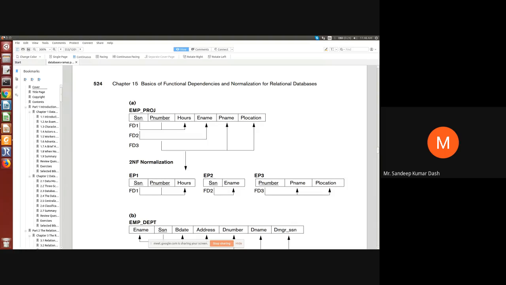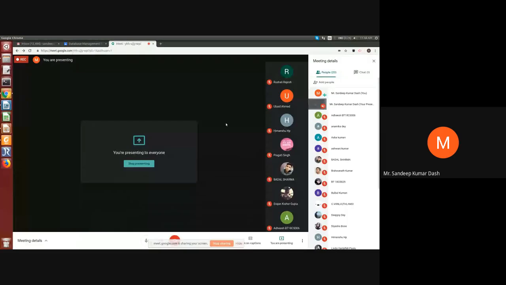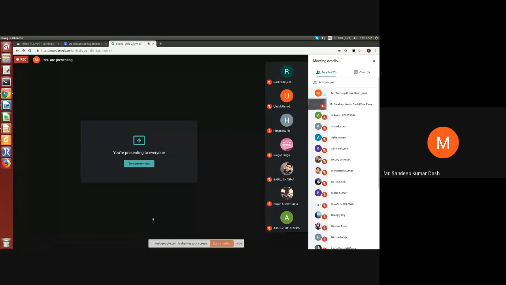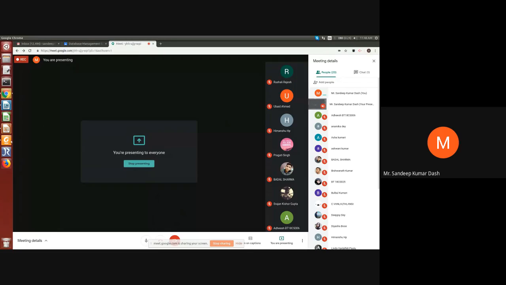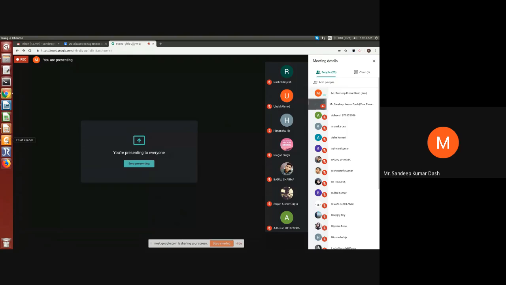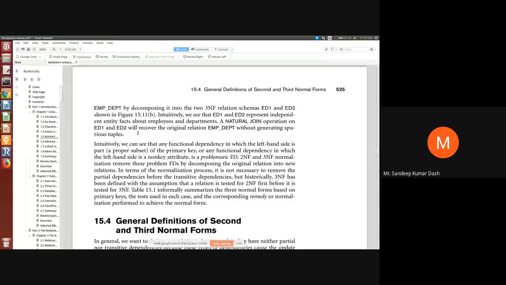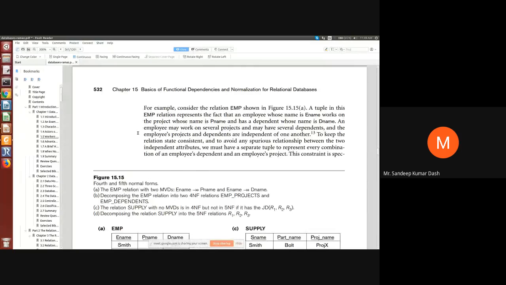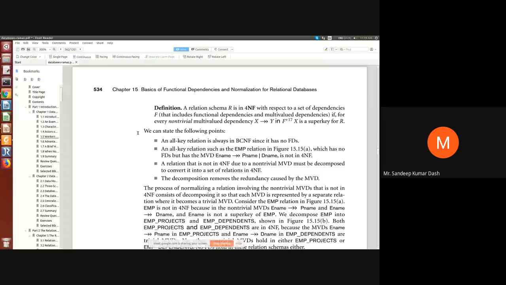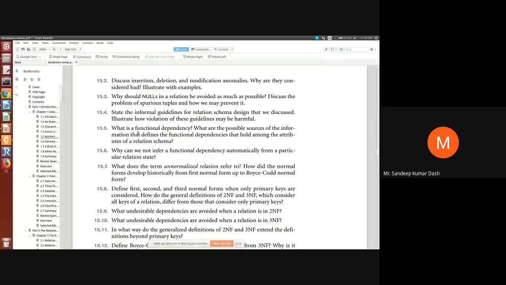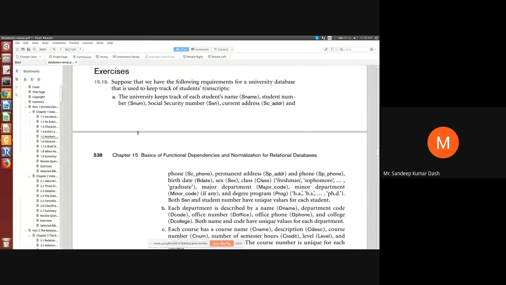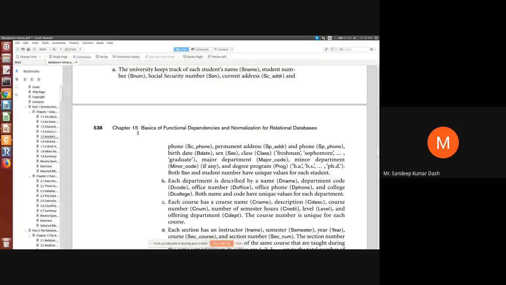So tell me, there are now 23 people. Out of 23, one by one you can tell me if you have a doubt in 2NF. Or from here only, if you can see the screen, I am scrolling through the book. I am not sharing the soft copy of the ebook because that might be a problem later with copyright issues, so you search for it.